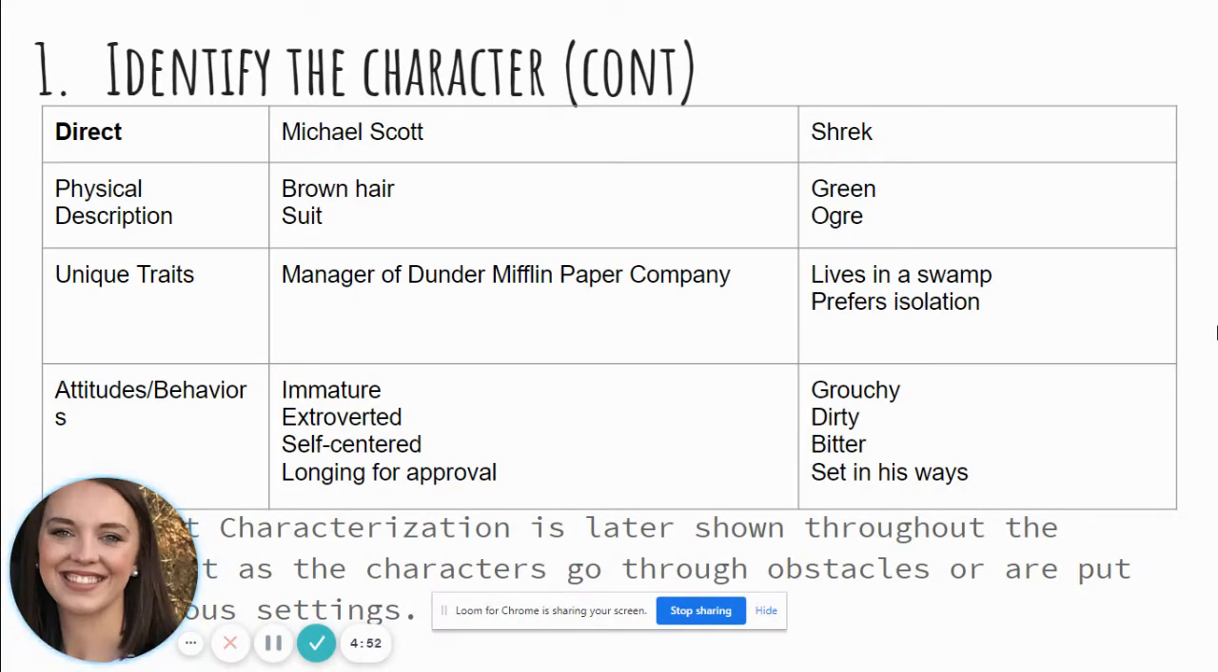We know that he constantly is longing for approval from his employees, from the people above him. He seems to be very insecure overall, and most of those things are quite negative, but we will talk about that in just a little bit.